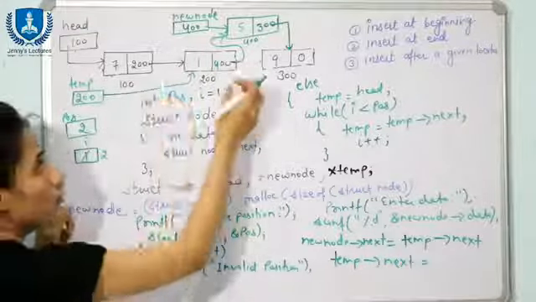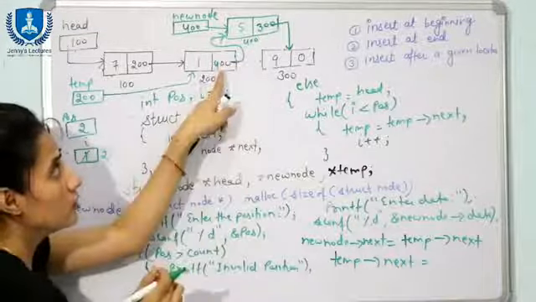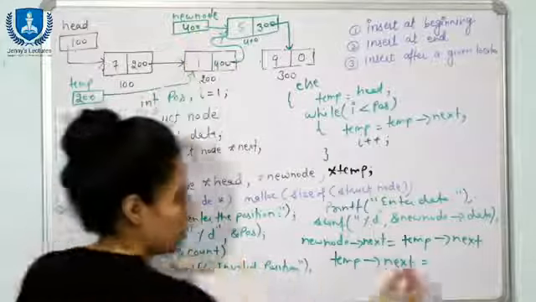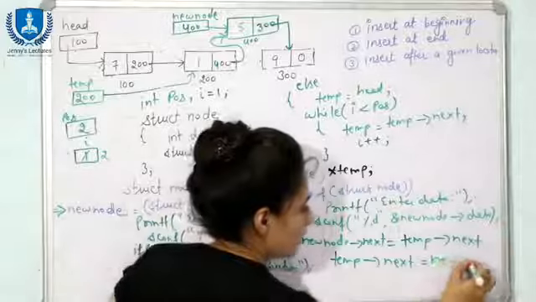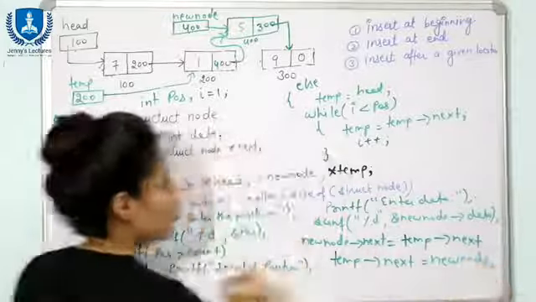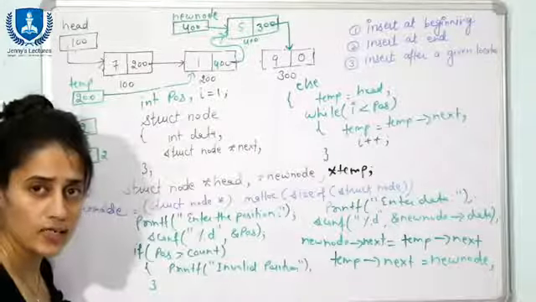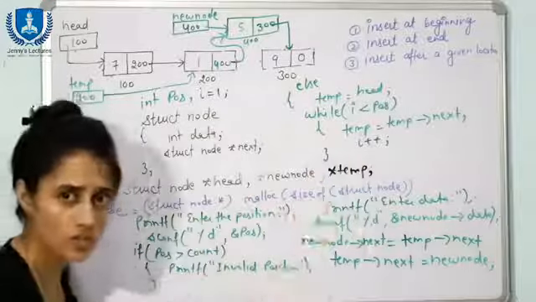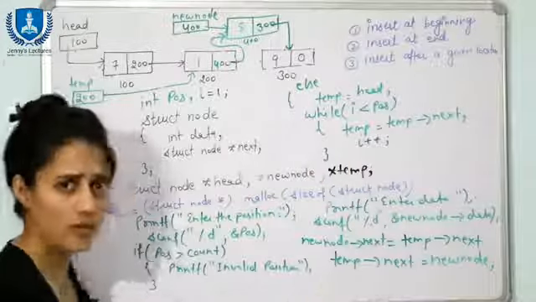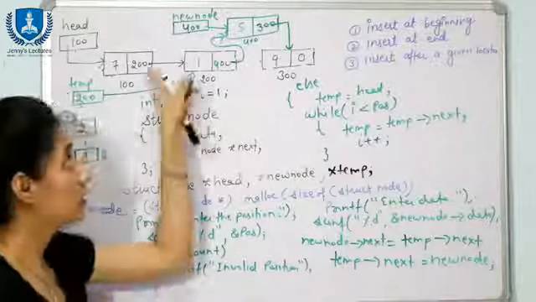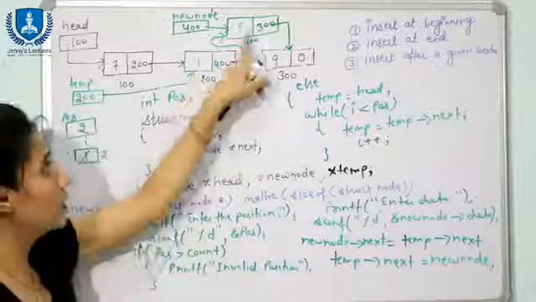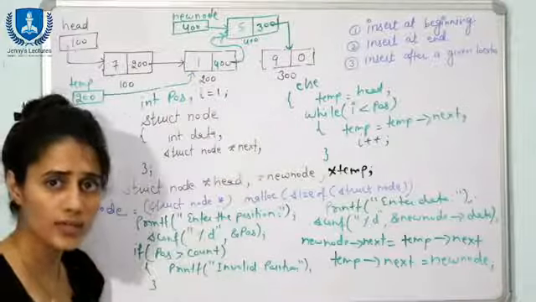Temp of next equal to, from where can you get this 400? See, this new node pointer has value 400. So here you will write new node, and that is done. This is how we are going to insert a node after a given position. And after this, you can write the code to display these values, that is 7, 1, then 5, and then 9, that we have already discussed.